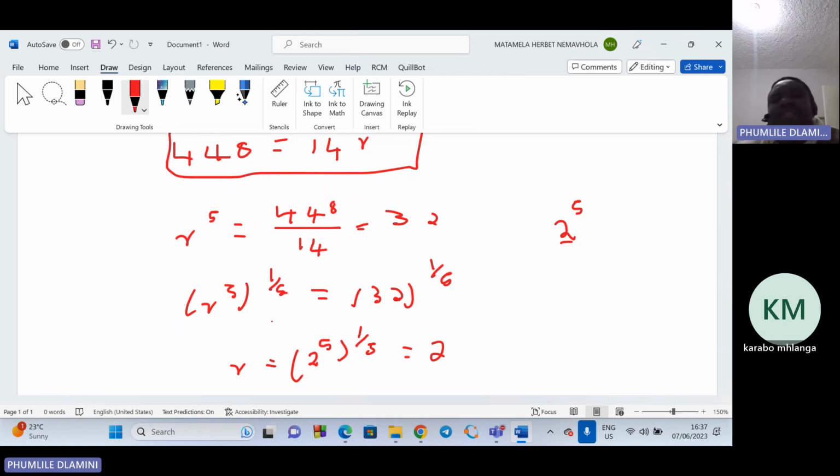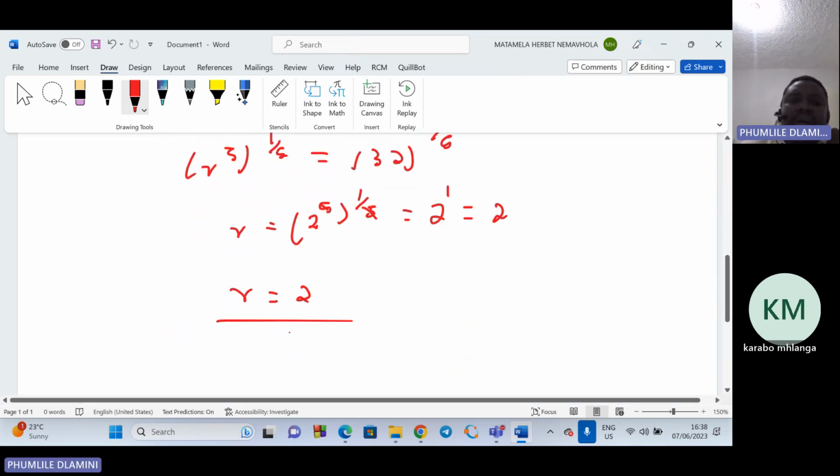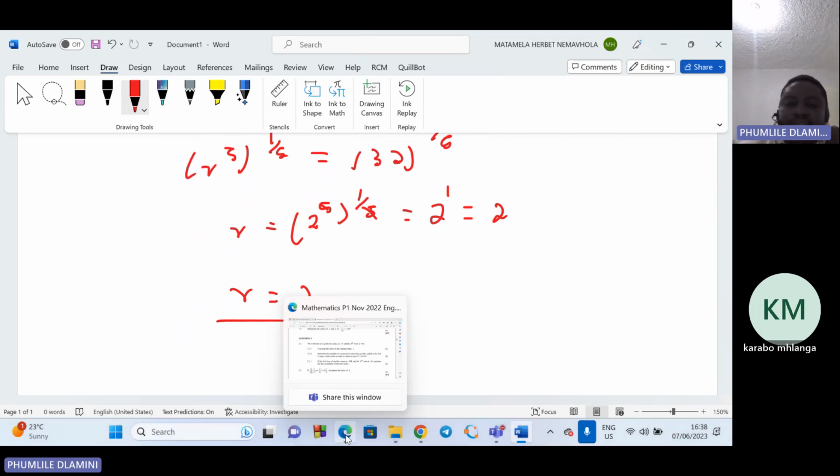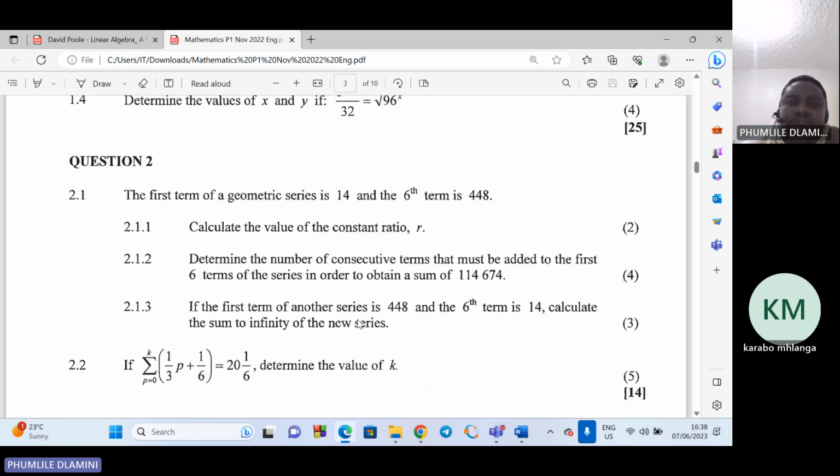And what you do on the right hand side, you do on the left hand side. So it's going to be r equals 32 to the power 1 over 5. We know that 32 is 2 to the power 5, in brackets, to the power 1 over 5. So this 5 is cancelled with this one. We're going to be left with 2 to the power 1, which is 2. So this implies that our r equals 2. So that's how we manage to get the value of r.